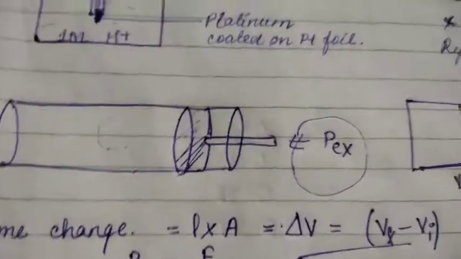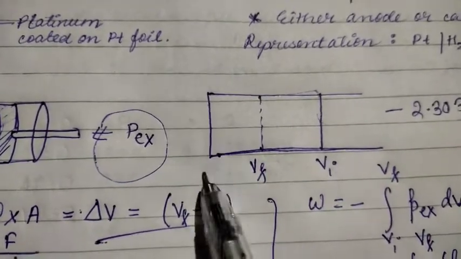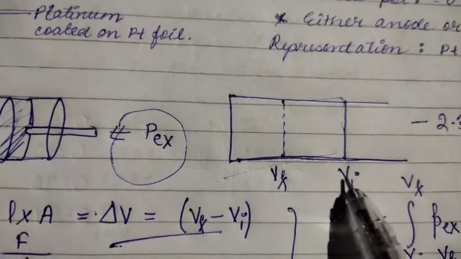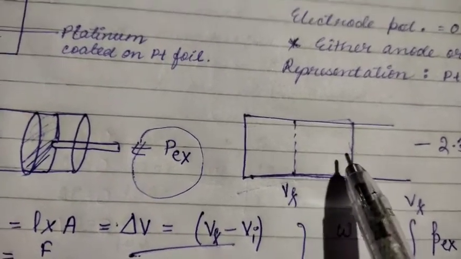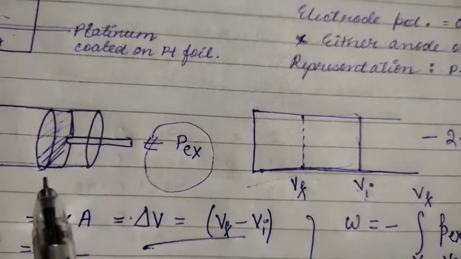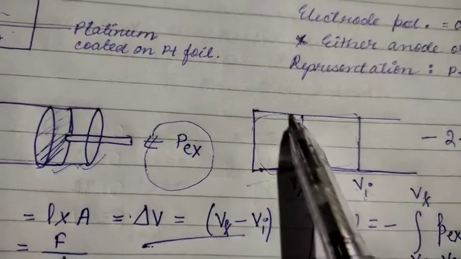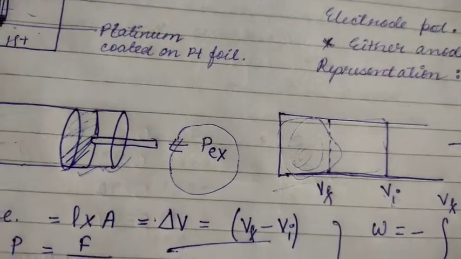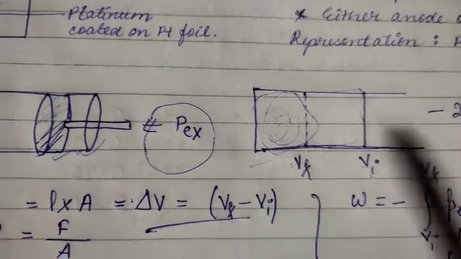So like that, if it moves inside, there was an initial volume. Suppose this is the initial volume, Vi. Then after the piston is pushed up to this point, suppose this is the volume. As you know that air is compressible, so Vf is the final volume.